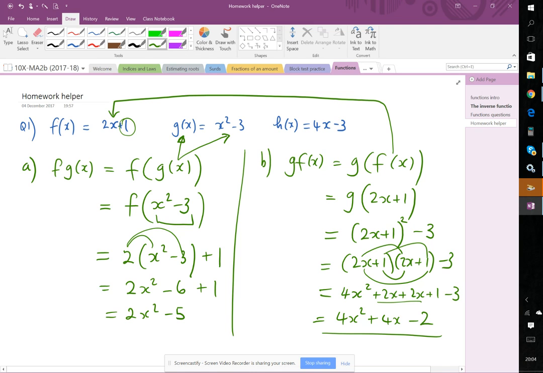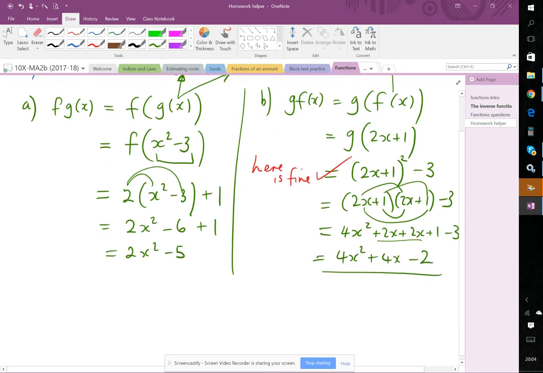To be honest, you're absolutely fine leaving it at that stage, because it's not really an example of multiplying out brackets. It's can you do composite functions. So here is fine. Some of them, though, are quite obviously nice to simplify. Here we can see that it's not much work to simplify this, so we might as well do it.